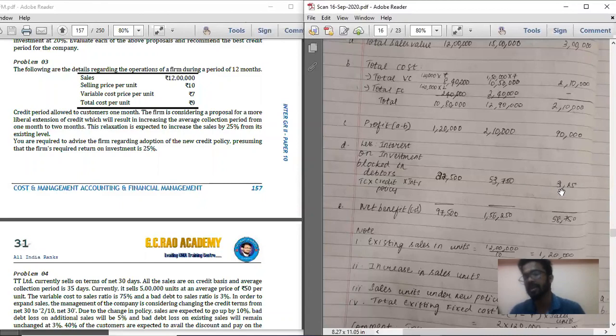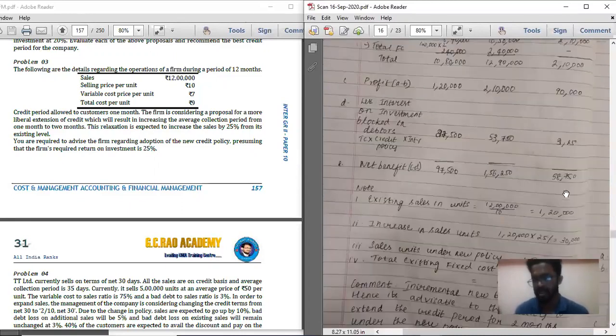So incremental net benefit is positive. Basically, if this number is negative, then the proposed policy should not be accepted. Whereas if it is positive, it can be accepted because it is giving incremental benefit. So incremental net benefit is 58,750. Underline 58,750. So this proposed policy is giving a positive incremental net benefit of 58,750 rupees. So it is advisable to accept the policy.